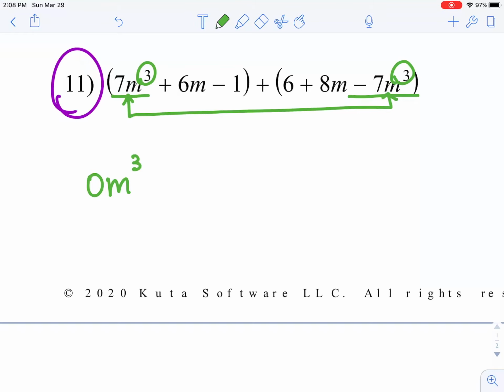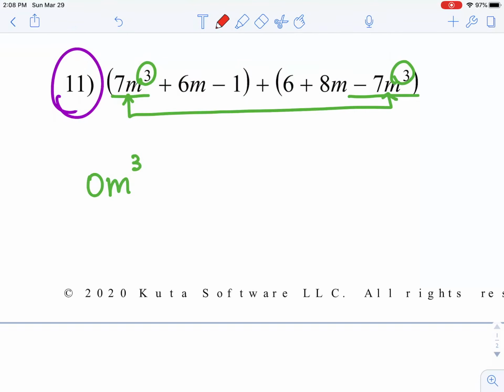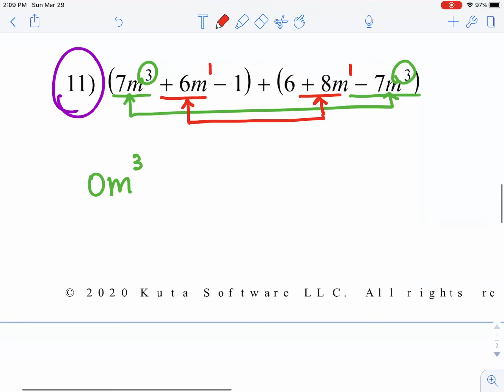Okay, next I have my next highest exponent that I see. I don't see any higher exponents, so the 1 exponents that I have on these two terms are the next highest. Those are like terms as well because they have the same variable m and the same exponent 1. So I'm going to combine those like terms, and I have a positive 6m plus 8m. So 6 plus 8 is 14, and so I'm going to write plus 14m. And again, we don't write that one exponent just for simplicity.